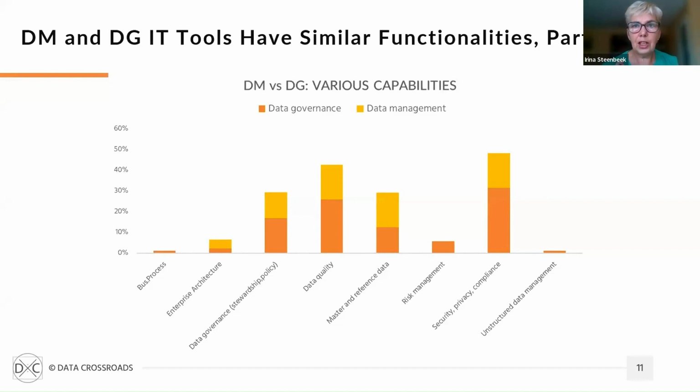This slide compares the functionalities of two types of IT tools, data management and data governance. You can see that these two types of tools have similar functionalities. They offer enterprise architecture, data quality, master and reference data, security, and so on. So if you know the DMBOK viewpoint on data management, you will agree that data quality, master and reference data management, and security are separate data management capabilities or knowledge areas.